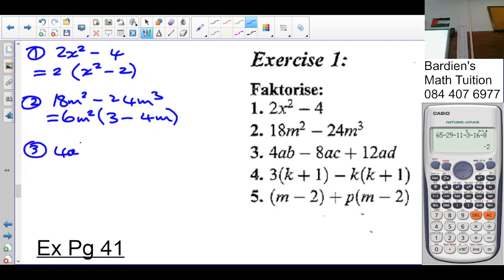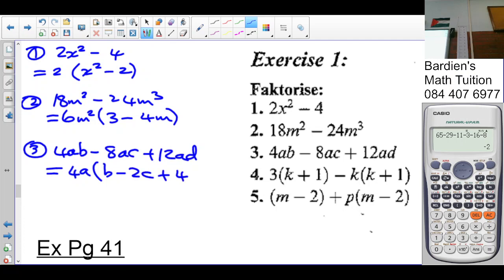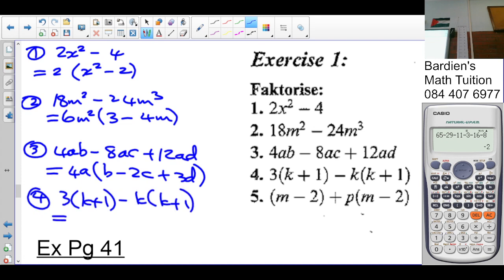Look at number 3. You got 4ab minus 8ac plus 12ad. What is now common? 4a. What are we left with? b minus 2c plus 3d. Okay? Number 4. Got 3 into k plus 1 minus k into k plus 1. What is common? Huh? K plus 1. What are we left with? 3 minus k.